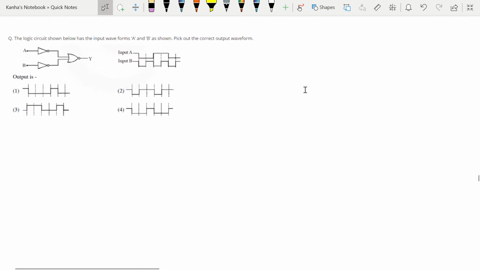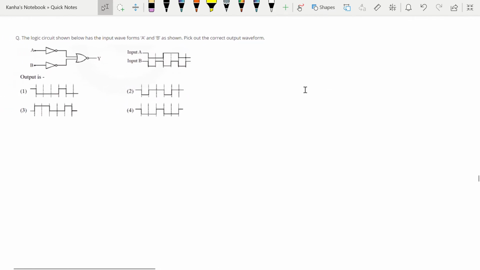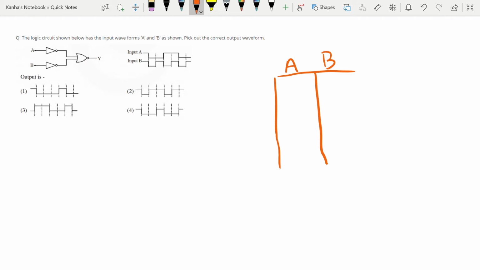So this is the first question. The logical circuit shown below has the input waveforms A and B as shown. Pick out the correct output waveform. Whenever you are given a logical circuit, the first step is to make the truth table quickly. You make the truth table with all the possible values. Now you start following the circuit. So I have the values 0 0, 0 1, 1 0 and 1 1.